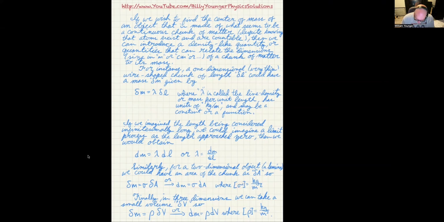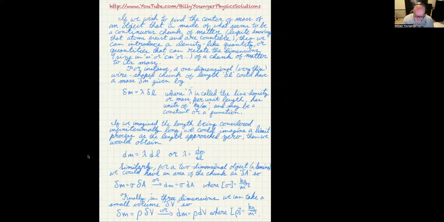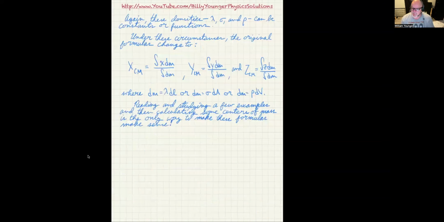And again, if we took a three-dimensional object, delta M and delta V would, in the limit as they approached zero, become differentials. So we get that dm is equal to rho times dV, and the units of rho would be kilograms per cubic meter. So all of those are different types of densities. And if the object had its mass uniformly distributed, that would mean lambda or sigma or rho would be a constant.